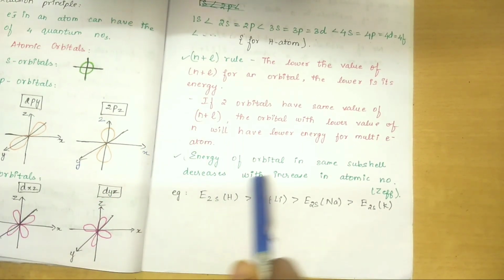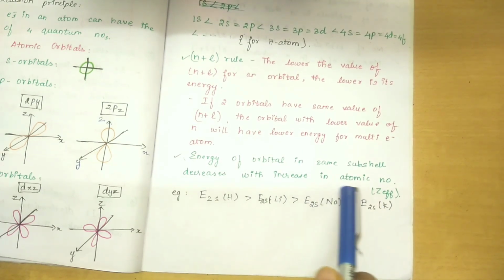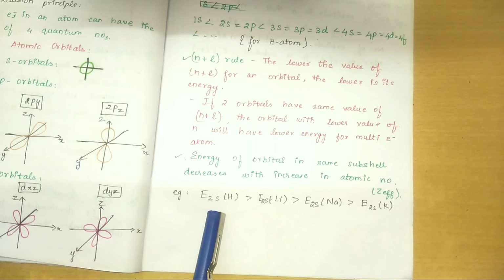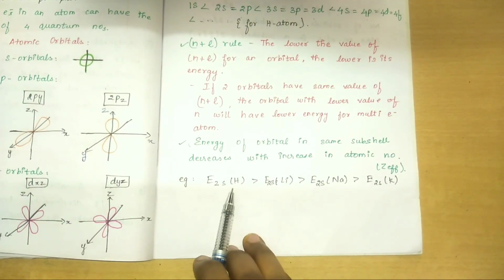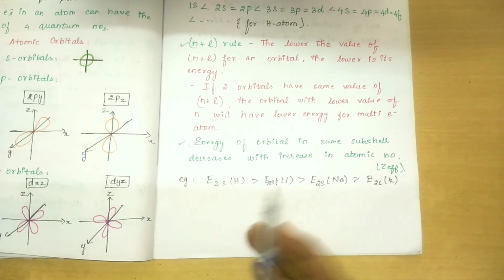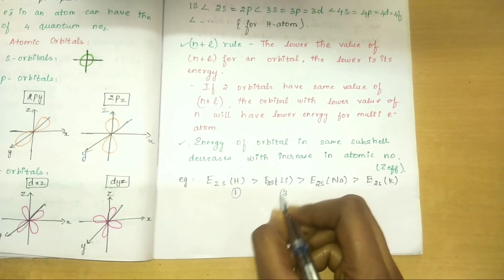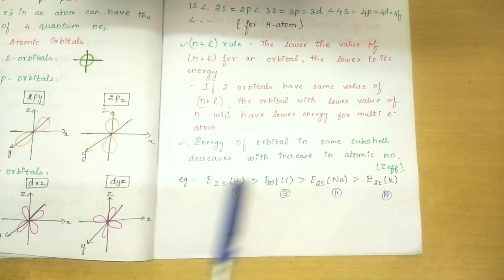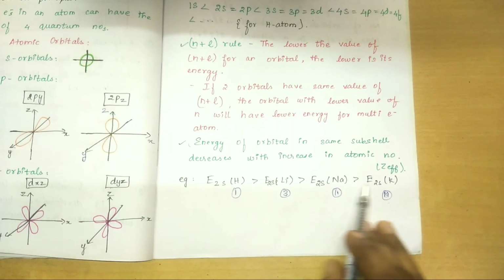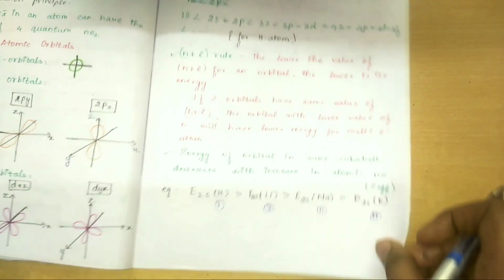Then, the energy of an orbital in the same subshell decreases with increase in atomic number. You can understand this by an example. For 2s, for the hydrogen atom the Z value is 1. For lithium it is 3, for sodium it is 11, and for potassium it is 19. The energy of the orbital in the same subshell, 2s, decreases with increasing atomic number. Here atomic number is increasing but the energy decreases. So this is the example.